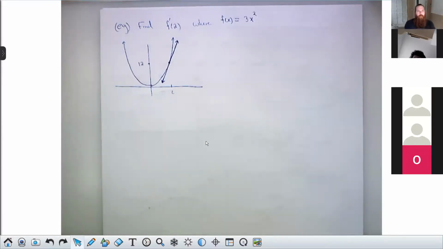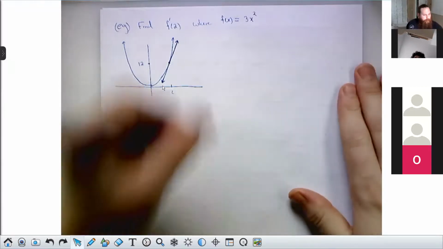So when we do this calculation, what we'll be finding is the slope of this tangent line. Just so we're clear on the picture. All right, let's do it.